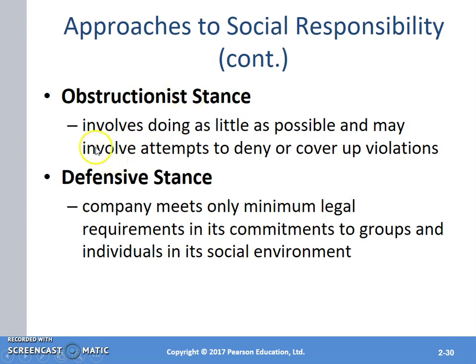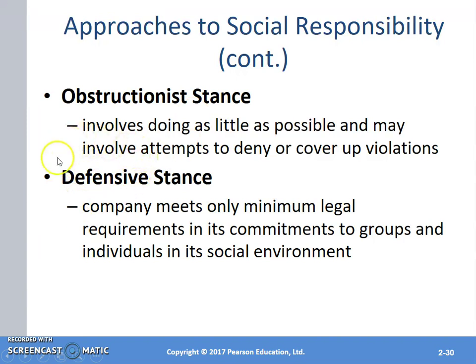Okay, obstructionist means that we involve in the social responsibility as little as possible. We attempt to deny or cover up the violation. For example, the company does the social responsibility because of tax relief. They want to get the tax relief, then they fulfill the social responsibility. When they do it because of that, we call it the obstructionist stance, the lowest approach of social responsibility.